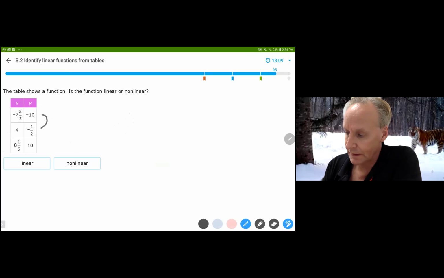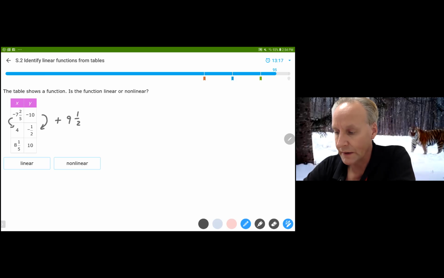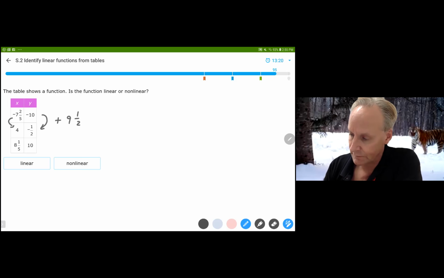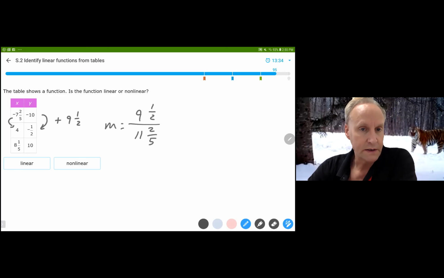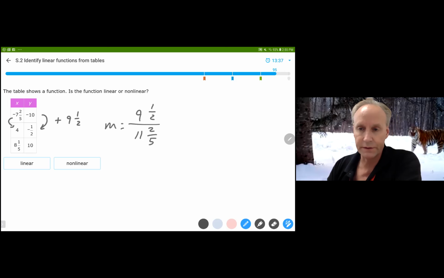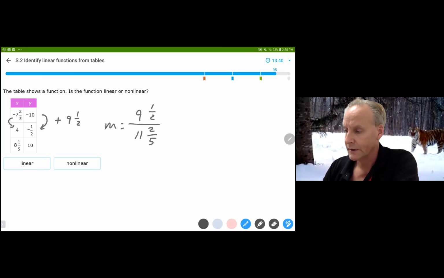Wow, from -10 to -1/2, I went up 9 1/2 units. From -7 2/5 up to 4, I went up 11 2/5. I can't write the 11 2/5 over there, so I'm going to write it over here. This is the slope, if you like. The change in y, because I went up, over the change in x, and I went up. Now I could turn these into fractions, do the division, and get the slope as a fraction. It's about 9 over 11, which is pretty close to 1. It's actually 9 1/2 over 11 2/5. So it's a little less than 1, not much.